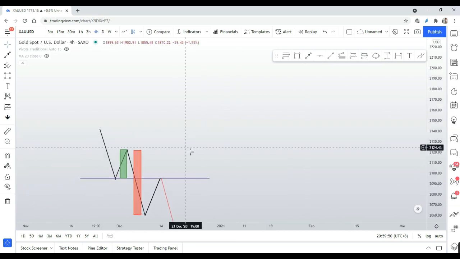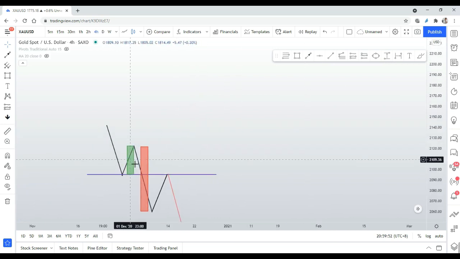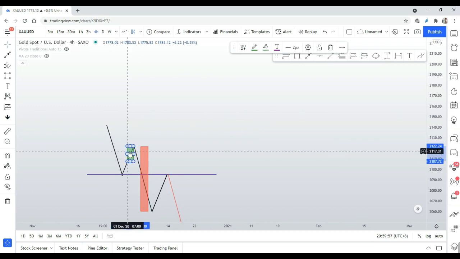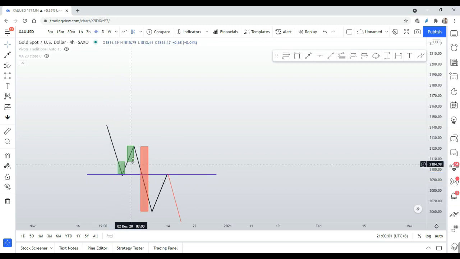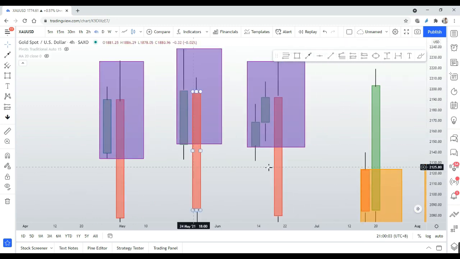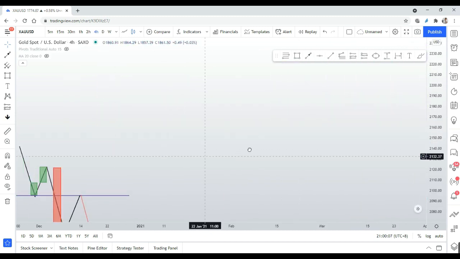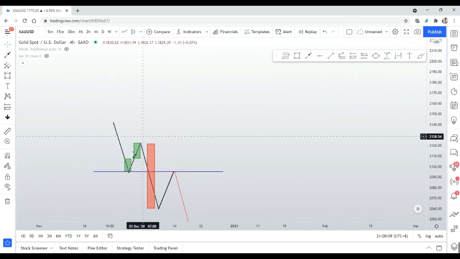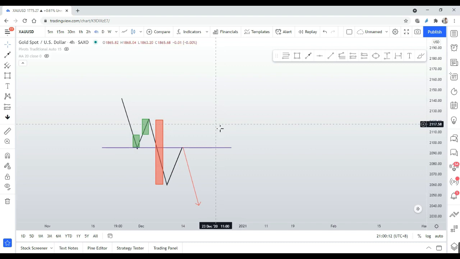So you get it? Alright, sometimes it may not be like this. Sometimes it might look like this. Then what is this? The supply zone that I talked about. Can you see it? This is at the higher time frame. So this is your confirmation.